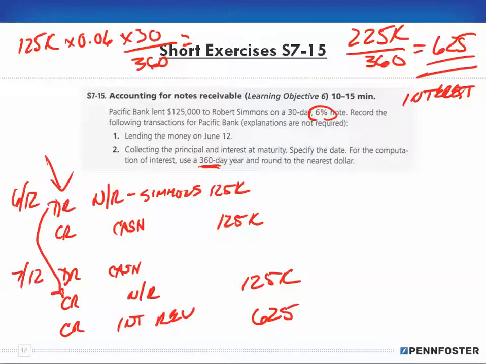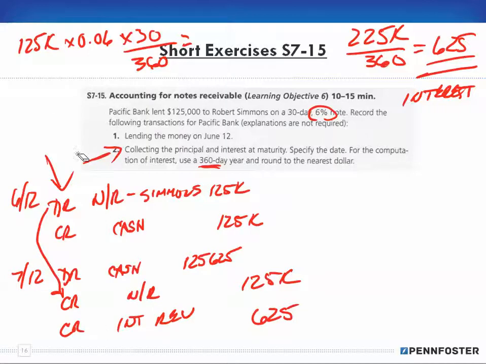We have to credit it for the 125. And of course, now that we've taken care of the note receivable and recorded our interest revenue, the total of the two becomes the amount of cash that we're actually going to receive. So in this case, it's $125,625. And that's what my journal entry would be for number 2, collecting the cash. Relatively simple.